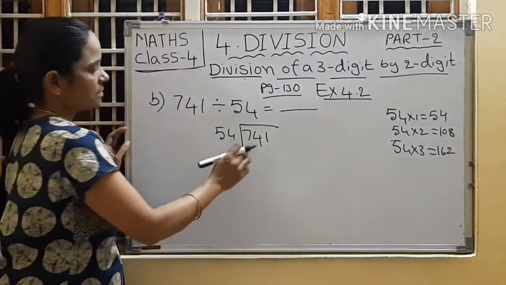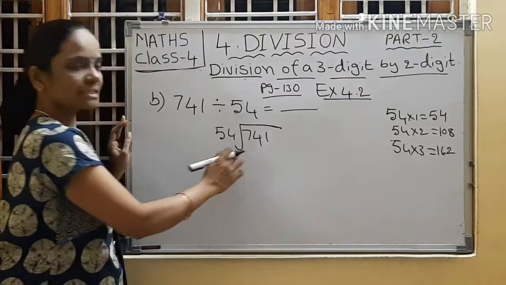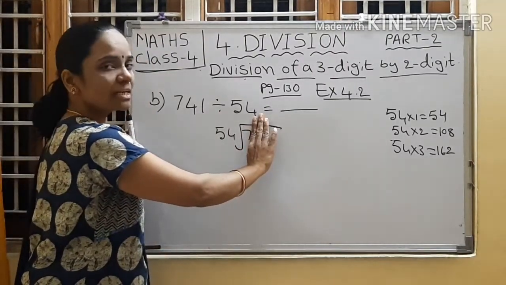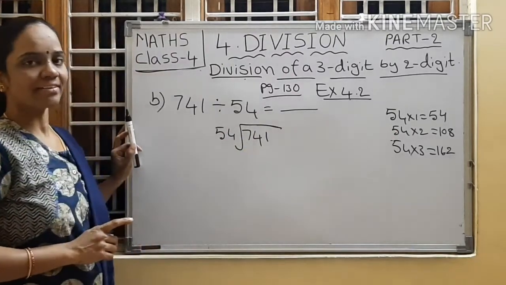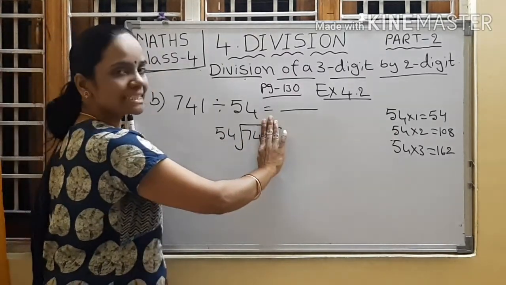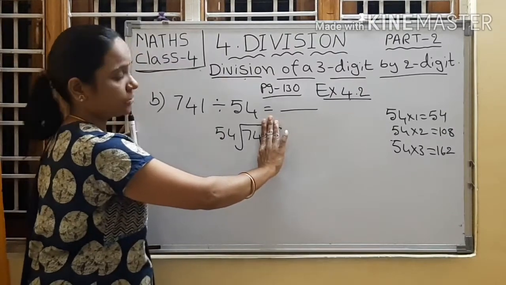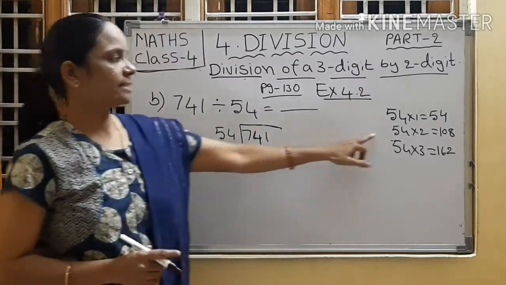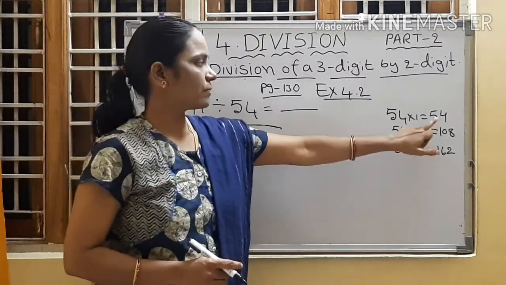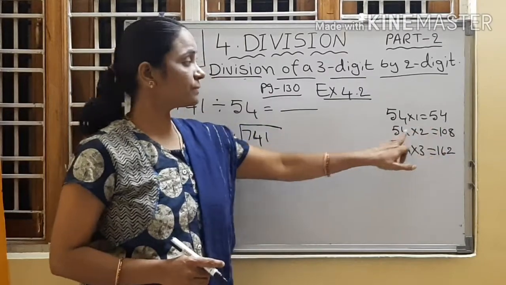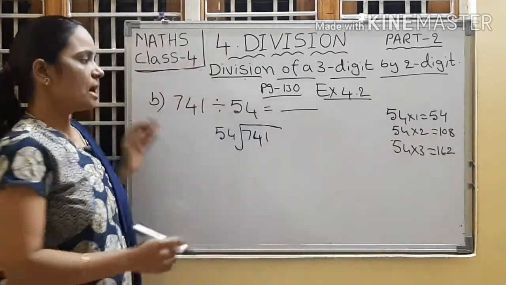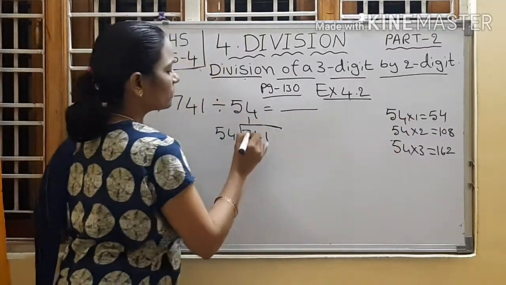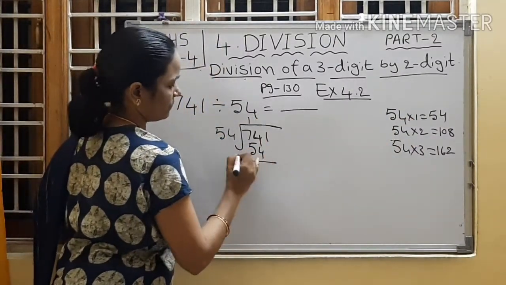We will see first. How many digits do I have to take into consideration here? Shall I take 7? No, 7 is smaller than 54, so 54 will not divide 7. So we have to take 2 digits into consideration, that is 74. How many times, children, will you get 74 in the 54 table? No. 54 ones are 54, 54 twos are 108. We can't write 108.